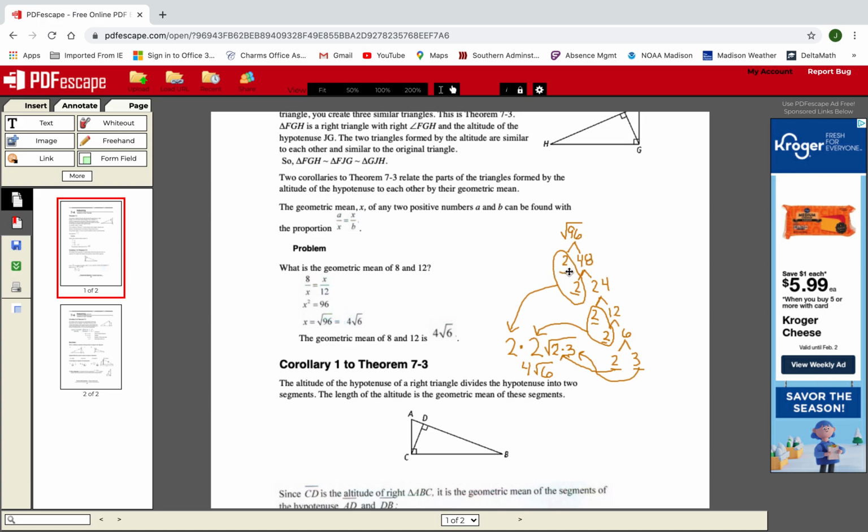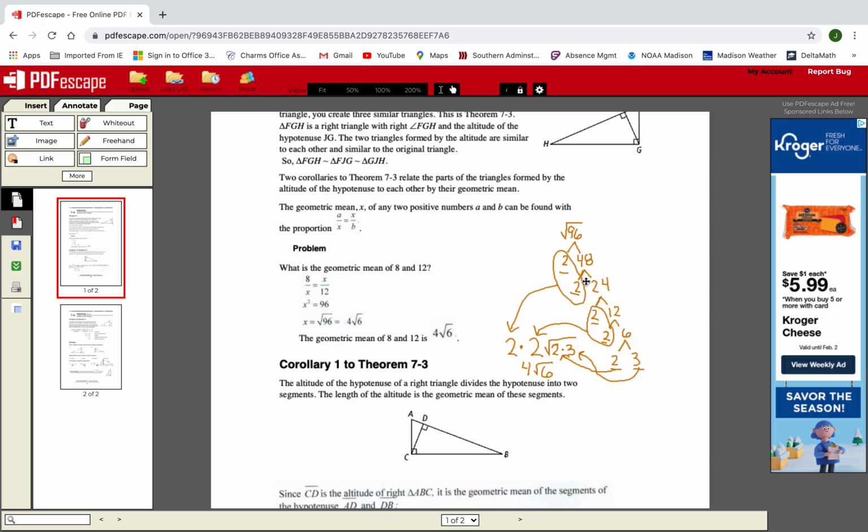2 is already prime, so I underlined it. 48 is 2 times 24. 2 is prime, 24 is not. 24 is 2 times 12. 2 is prime, 12 is not. 12 is 2 times 6. 2 is prime, 6 is not. And 6 is 2 times 3, both of which are prime. So my prime factorization of 96 is 2 times 2 times 2 times 2 times 2 times 3.